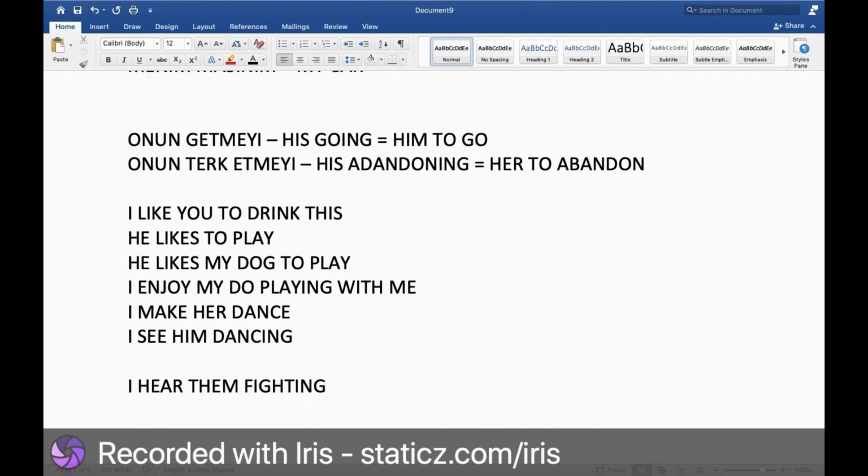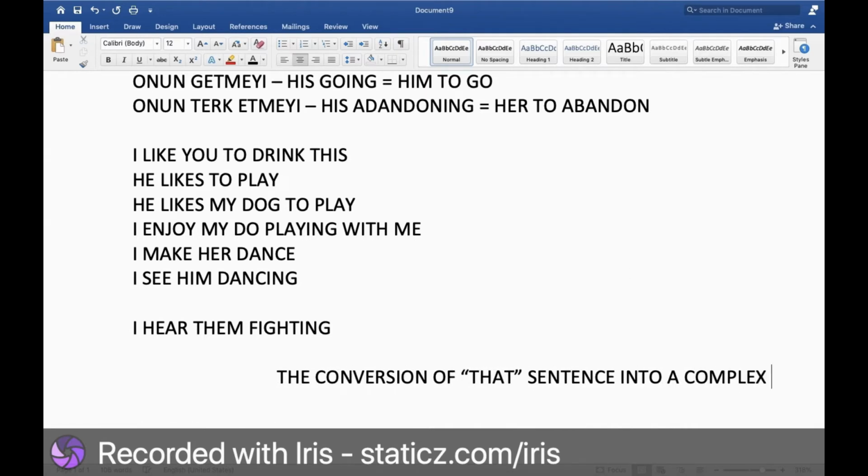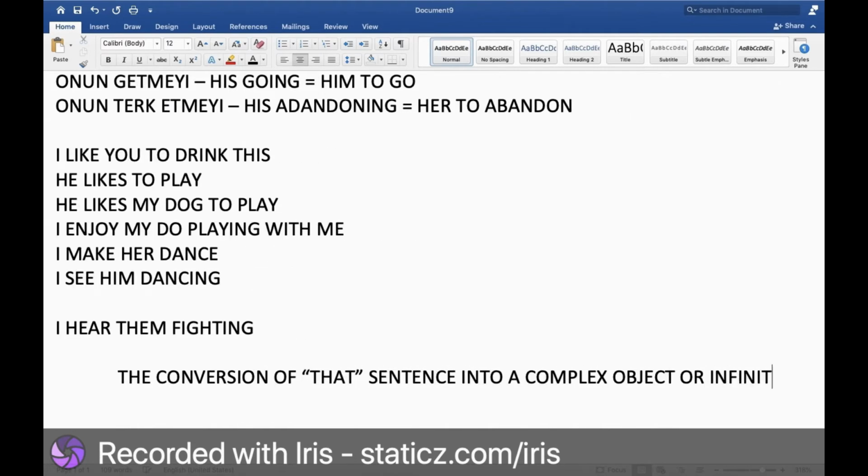Okay. So now we know what's complex object. You can use anything in place of noun or pronoun before infinitive. But what actually matters, how can we change our sentence into a complex object? If we use this in our writings in the future, IELTS writings, this will give you a really nice score. So let's see the conversion of that sentence into a complex object or infinitive construction.